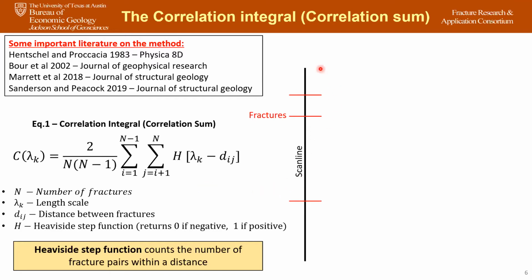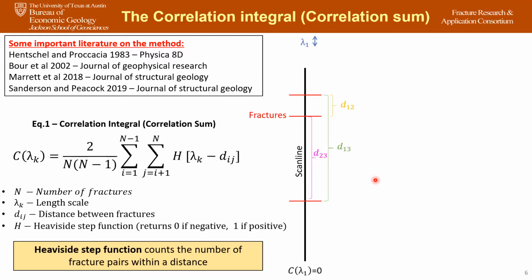And I'm going to show you how to calculate that in a simplified way using this scan line on the right. So here on the right, you have this black line that is the scan line trace, and you have 3 fractures that are in red here. So if you calculate the distances between the fractures, you will have distance 1,2, that is between fracture 1 and fracture 2, distance 1,3 between fracture 1 and fracture 3, and distance 2,3, right?